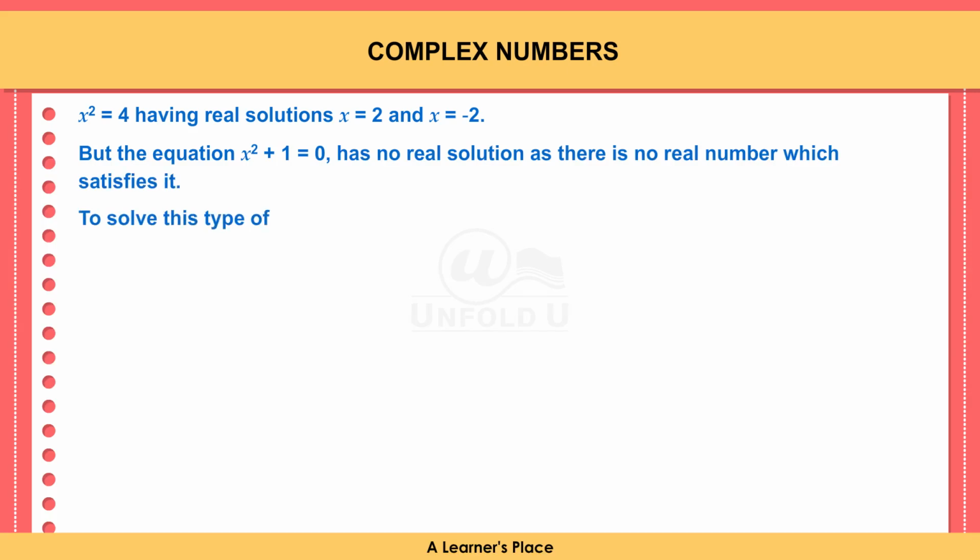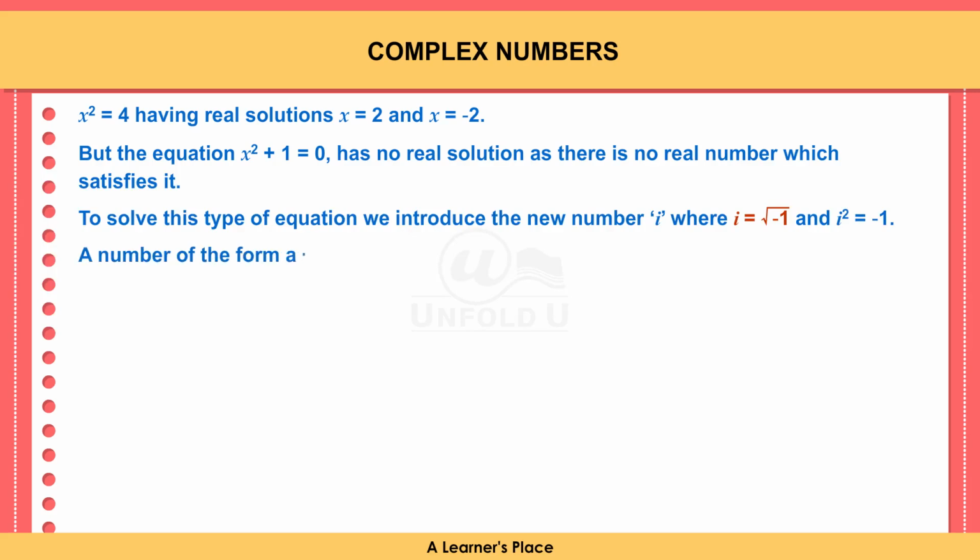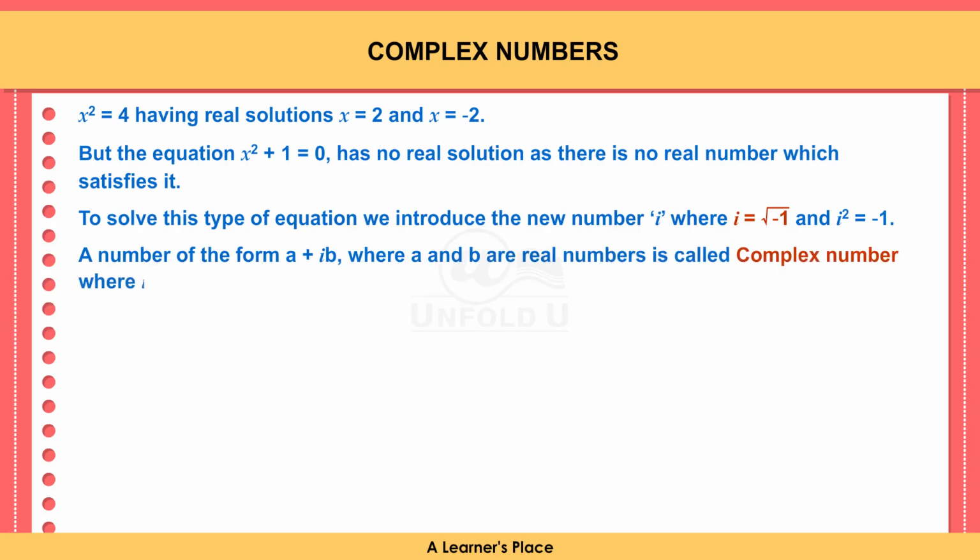To solve this type of equation, we introduce the new number iota, where iota is equal to square root of minus 1 and iota square is equal to minus 1. So, a number of the form a plus iota b, where a and b are real numbers, is called a complex number, where iota is equal to square root of minus 1. For example, 2 plus 3 iota, minus 1 plus root 3 iota, 7 by 2 iota, etc.